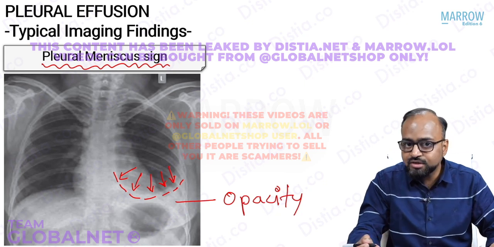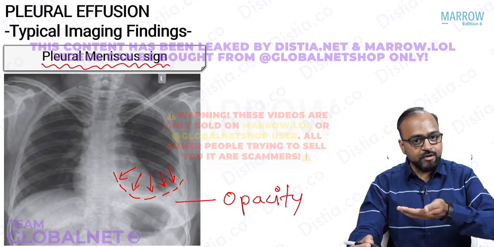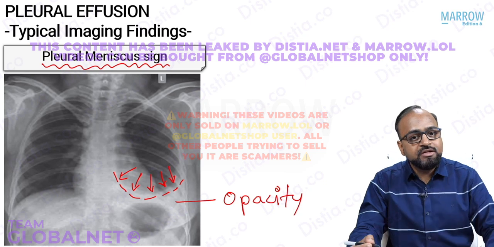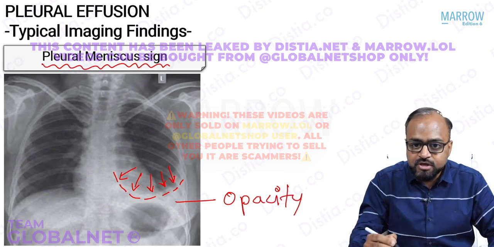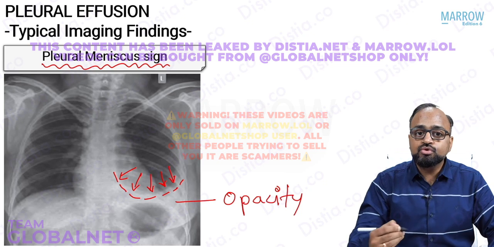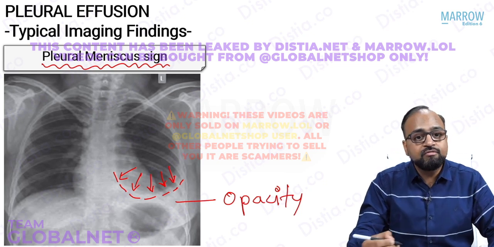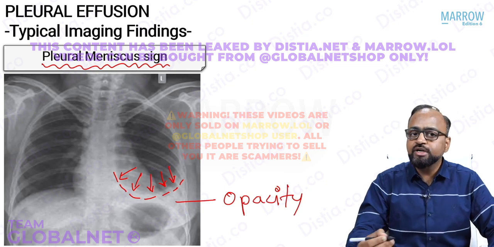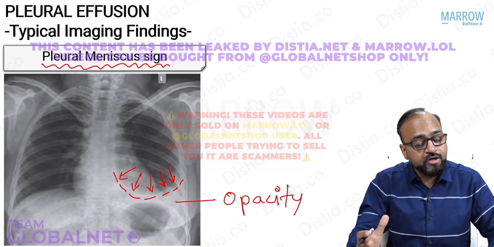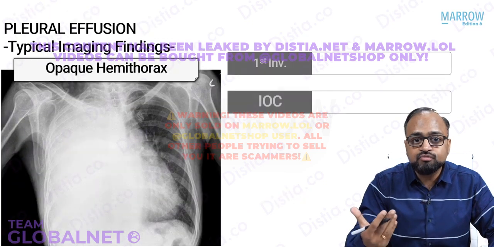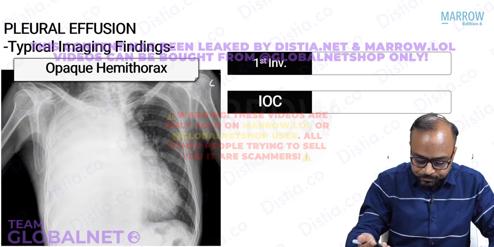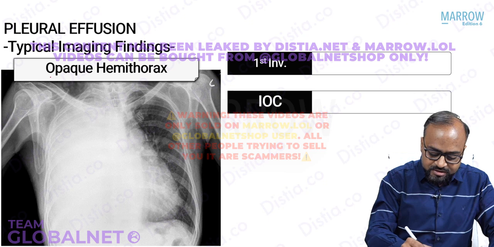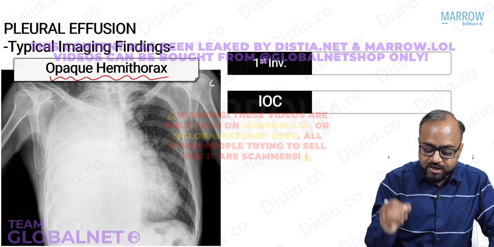So this is very classical. It starts with the blunting of the CP angle. Then as the fluid rises up, it creates a meniscus-like appearance. Now what will happen if there's close to around say 3 to 5 liters of fluid within the pleural cavity? When the pleural cavity is almost entirely filled up with fluid, the entire hemithorax would appear opaque, isn't it? So this is given a name. This is called opaque hemithorax.